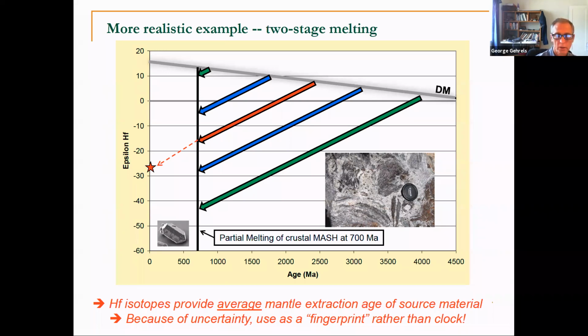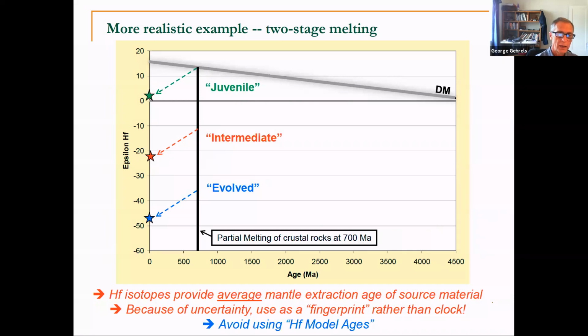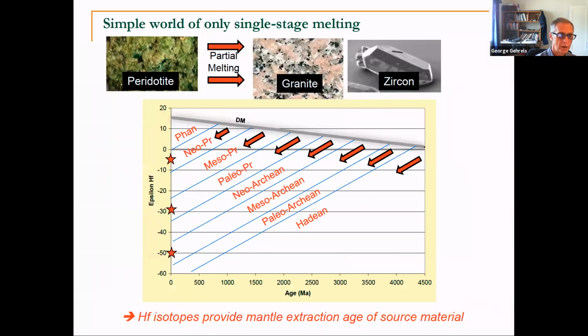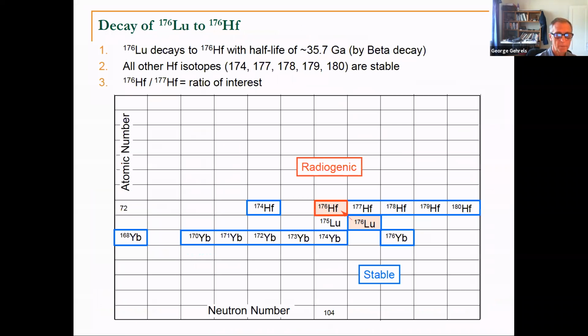Could have been one phase of melting, could have been 2, could have been 20, and you have no way of reconstructing that. And so that's why we can't really use these hafnium isotopes as a clock, because you don't really know what was going on in that system prior to the formation of that granitoid.